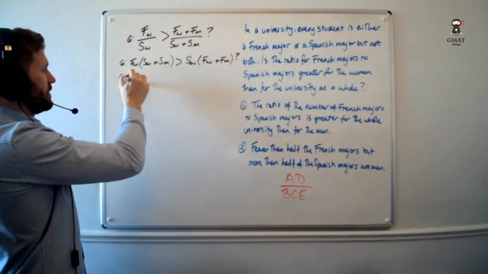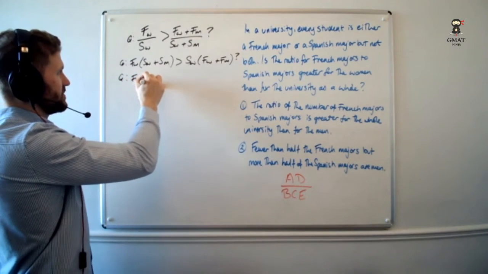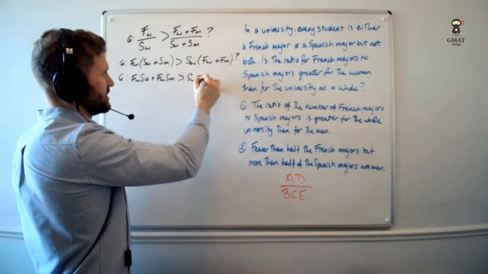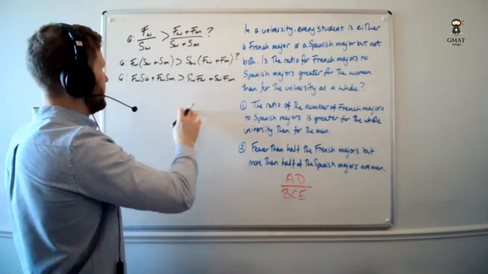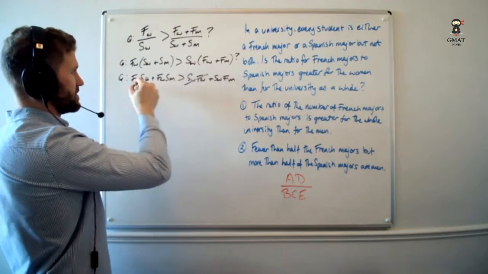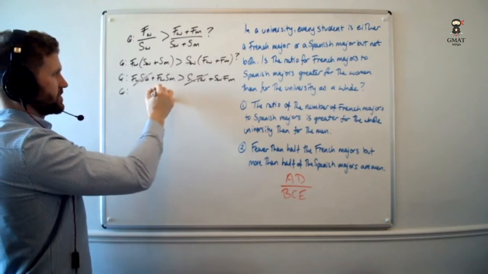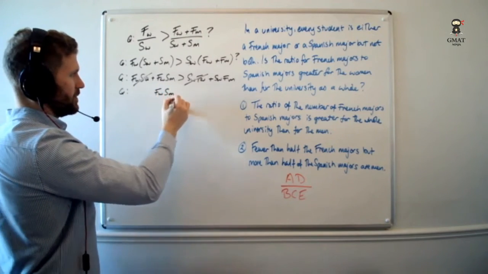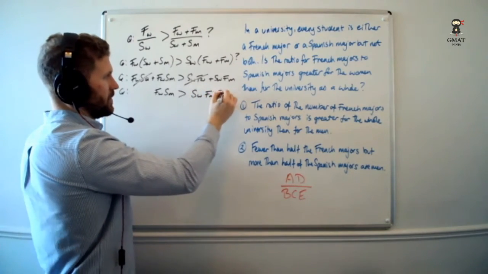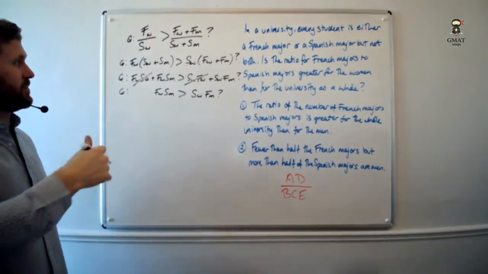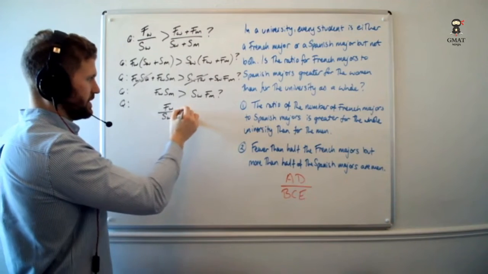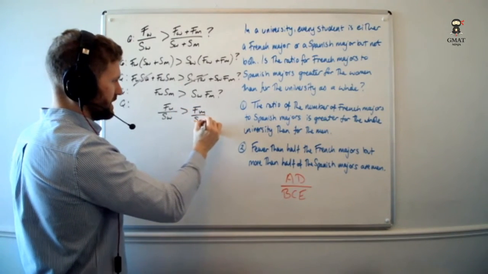But if I keep playing around with the algebra, if I expand these brackets, so French women times Spanish women plus French women times Spanish men, is that greater than Spanish women times French women plus Spanish women times French men? And what we can see is on both sides, I've got a Spanish woman, French woman term. And so I could subtract that from both sides. So this question is, is the number of French women times the number of Spanish men greater than the number of Spanish women times the number of French men, which still doesn't look very helpful until I go and divide back and say, well, let's divide both sides by Spanish women and divide both sides by the number of Spanish men.